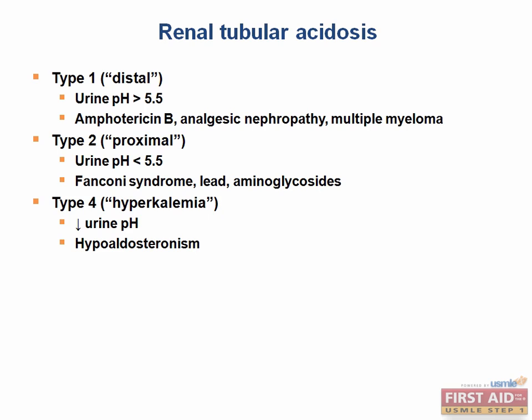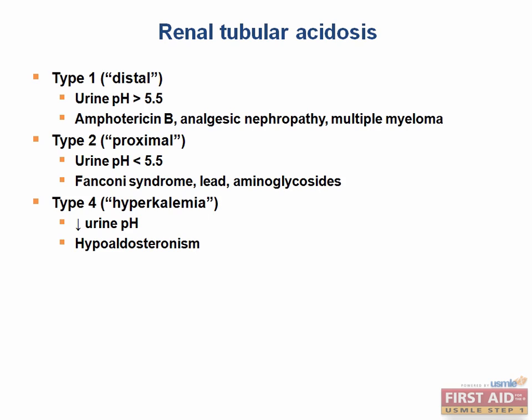The bicarbonate that has failed to be reabsorbed in the proximal tubule travels to the collecting tubule and brings sodium along with it. As the sodium is reabsorbed in the collecting tubule, it will create a higher negative lumen potential. This will result in increased potassium and hydrogen ion secretion into the filtrate. Causes of type 2 RTA include Fanconi syndrome and proximal tubule toxins like lead and aminoglycosides.